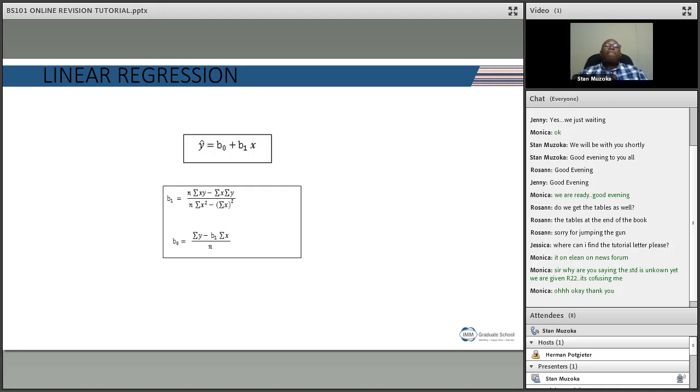If it's linear, we use the straight line equation, y equals mx plus c. Then, now we say y is equal to a plus bx, or according to your textbook, y is equal to b0 plus b1x, with a formula for getting b1 and a formula for getting b0.